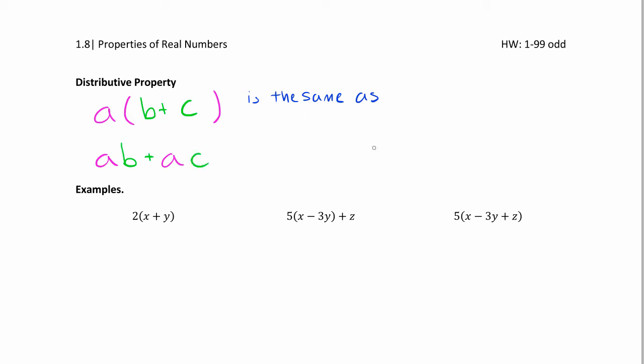The reason it's called the distributive property is you can kind of see that some of the A is going to the first one, and it's also going to the second one. I will often draw arrows to illustrate what's happening here. So here's an example: 2 times x plus y. I can't combine x and y, so there's nothing I can do inside those parentheses, but I can take that 2, bring it to the x, bring it to the y, so I end up with 2x plus 2y.